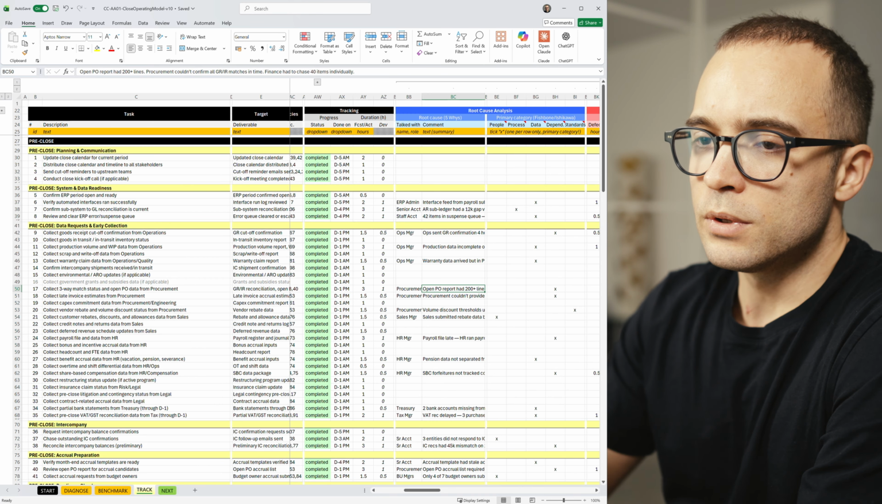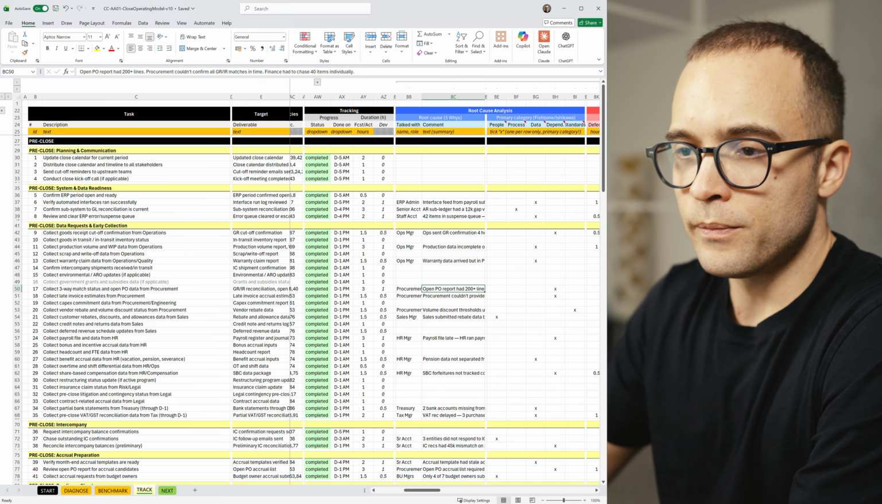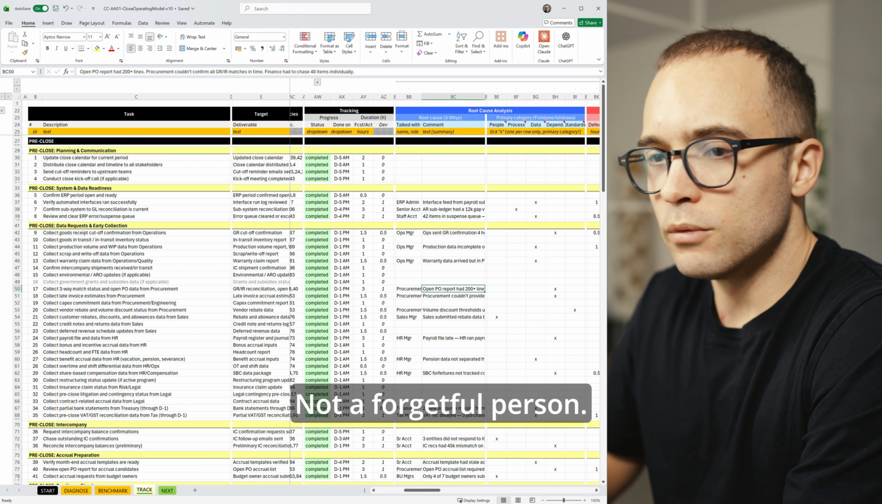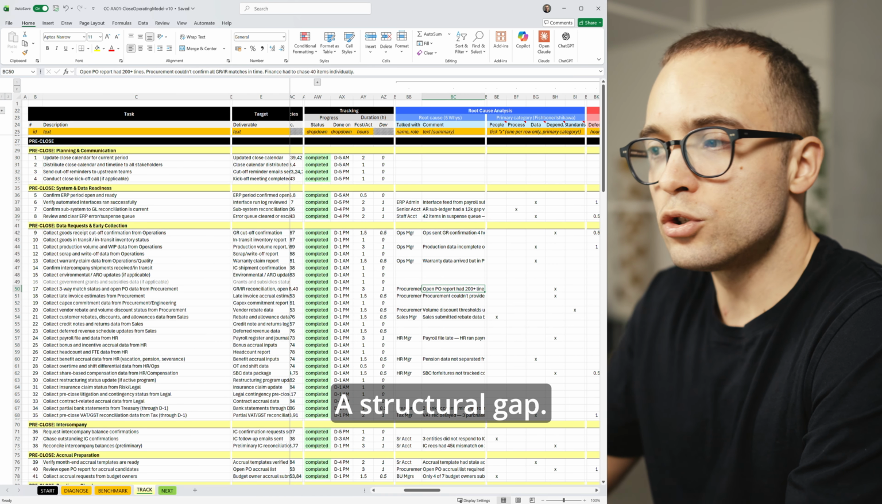5 levels deep. The symptom was PO data was late. The root cause, a missing upstream agreement. Not a forgetful person, not a lazy department, a structural gap. No one ever documented the dependency. Now let's go to the right.